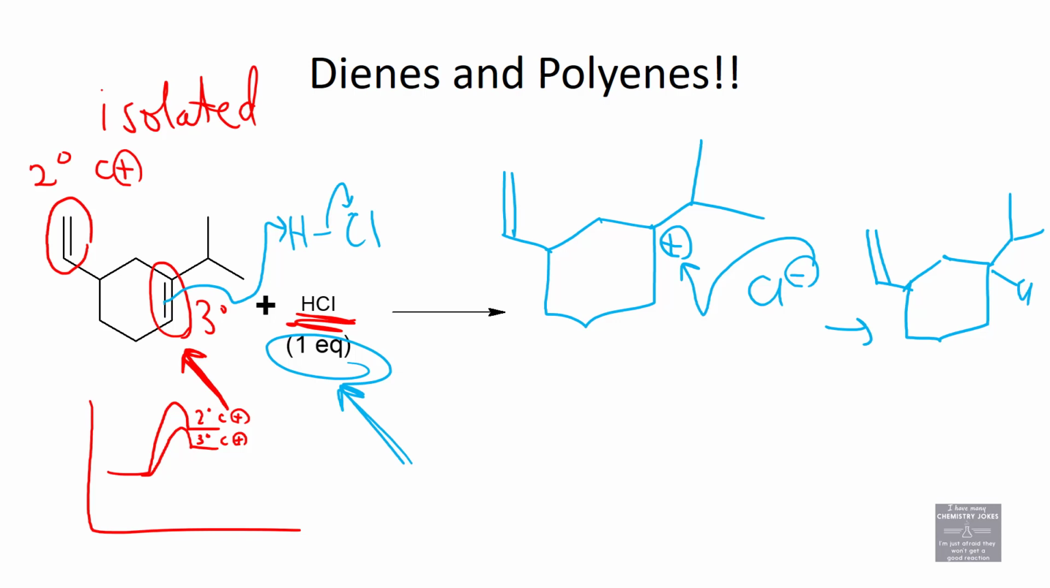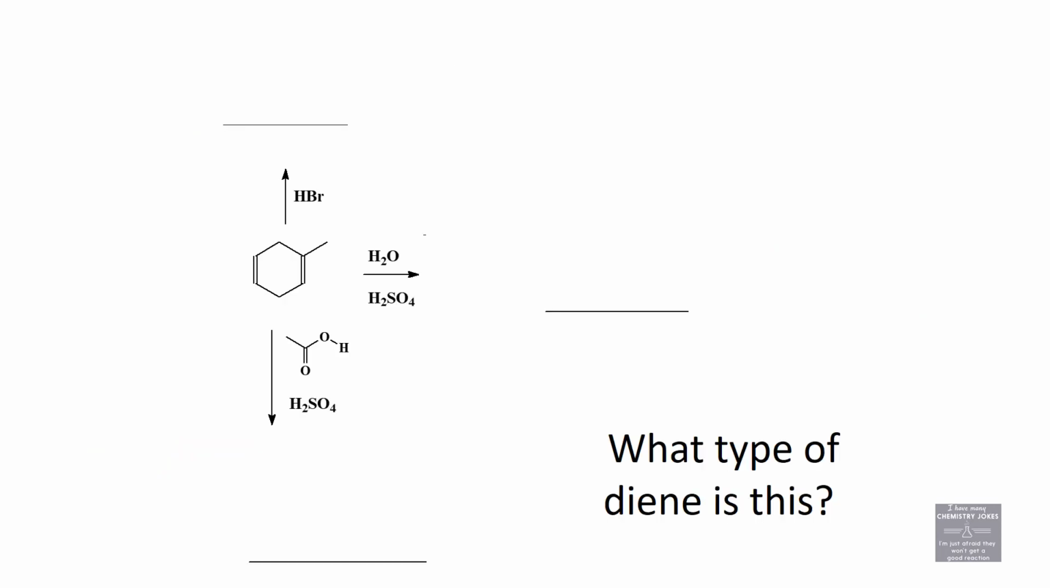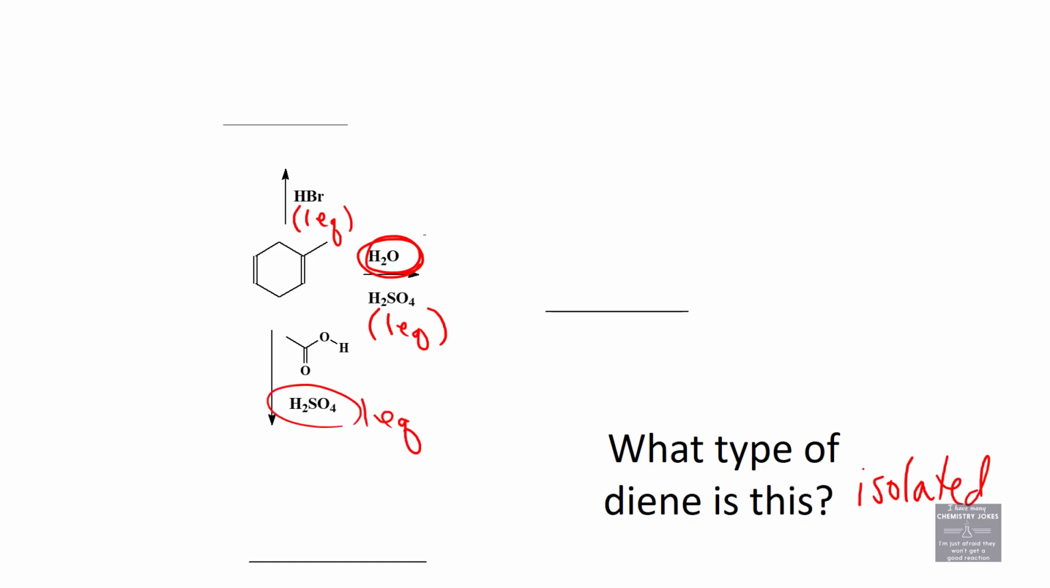All right, let's do another one. So what kind of diene is this? This is an isolated diene also. This isolated diene, the two alkenes react independently. I should have specified and just realized that I didn't. I've got one equivalent of HBr, one equivalent of acid. This one's a little bit harder to control maybe, but you cannot have one equivalent of water most likely because that's your solvent. You're going to have a ton of it. One equivalent of acid down here to try and control and make sure only one of your alkenes reacts.